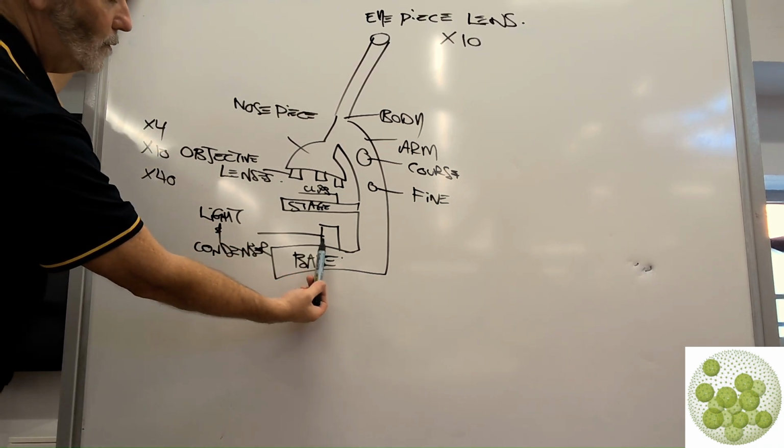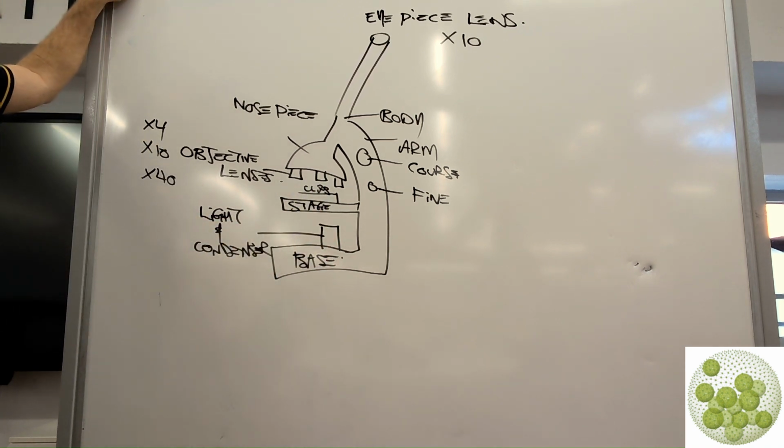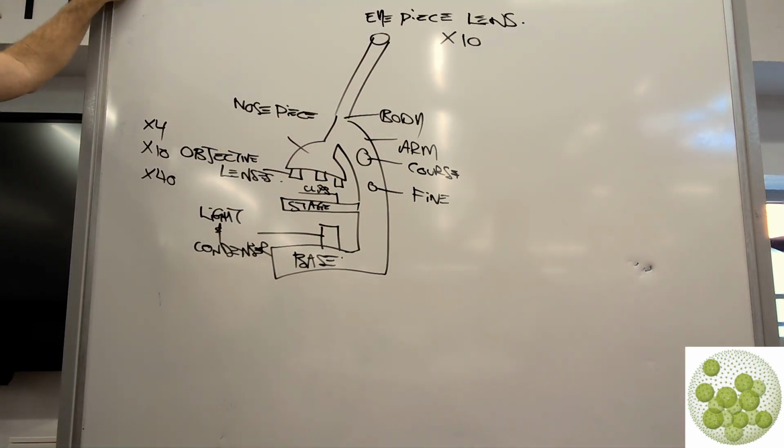It goes up through the stage, there's a little hole in the stage, and then gets taken in by the objective lens and then goes up to the eyepiece and into your eye. Okay? And the base just provides stability. All good? Any questions about that?